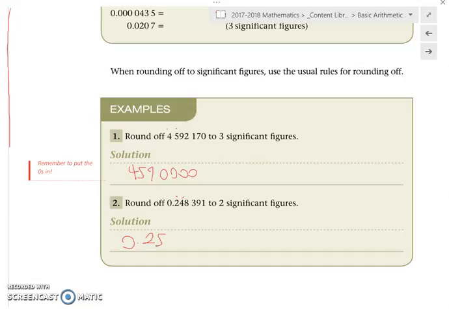Because the next number was a 2, and the 2 would round down. If that was a 5, I would have had to have rounded that up. But because it's 2, I rounded down.